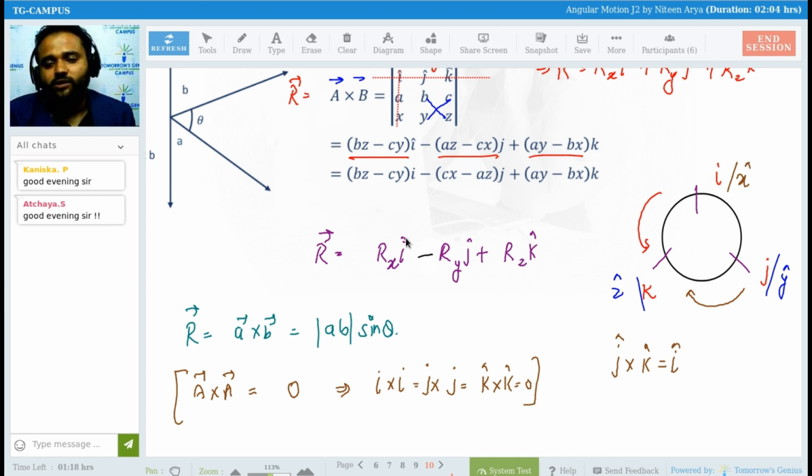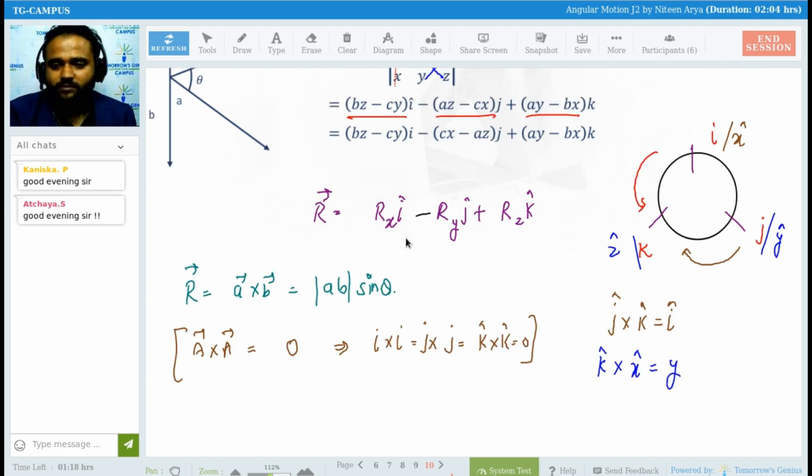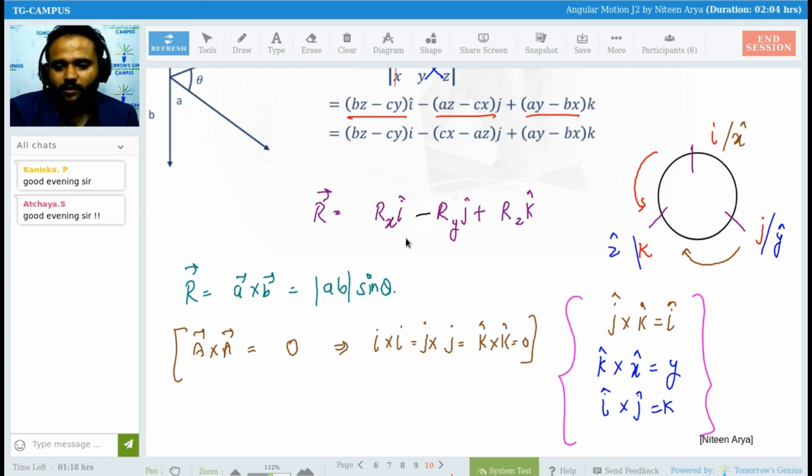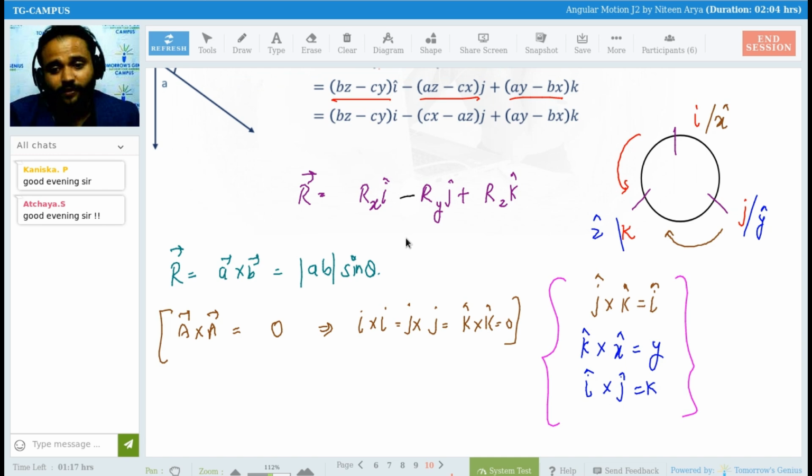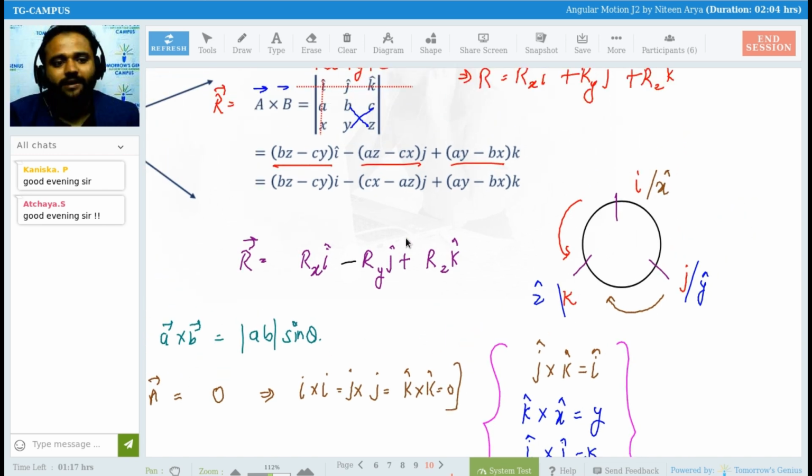j cross k gives me i. In the same way, k cross x gives me y. In the same way, x, which is i, cross j gives me k. So what does it state, or what does it give us? The meaning of this is very simple. The direction of vector product, whenever we do it with this diagram, anti-clockwise we get negative, and whenever we do clockwise we get positive. Clear?